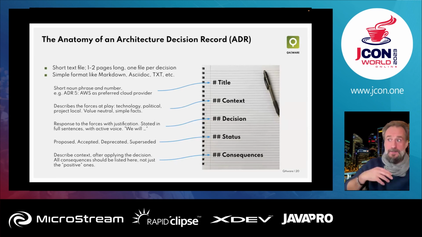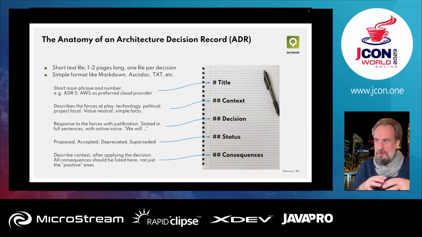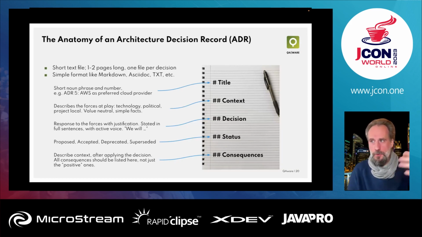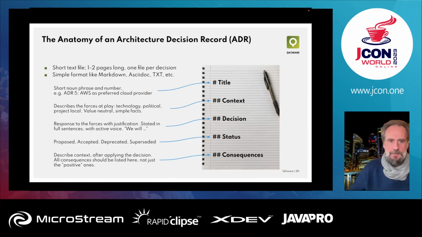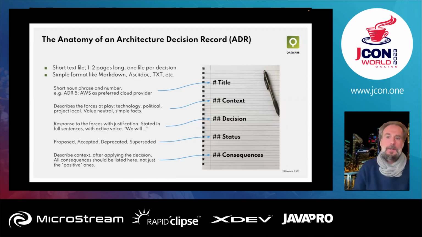Maybe there still is some enterprise governance board. Maybe these forces are at play surrounding technology that may be in place. Then state your decision: we will use AWS. Then usually those architecture decision records have a status: proposed, accepted, deprecated, superseded. So obviously 3 months later, you might decide, no, it's not AWS anymore, it's Azure, because of the following reasons.